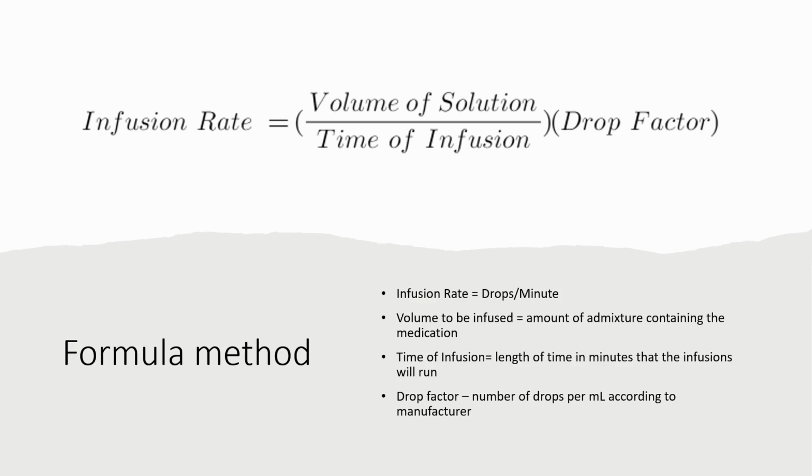The volume of solution is expressed in ml. The time of infusion is usually in minutes. And the drop factor is a factor specific to each IV line. Each IV line would have a drop factor on the label or on the packaging. This is specific per manufacturer per IV line, so you have to check every time for the drop factor. The drop factor is a conversion between 1 ml and how many drops. It's basically telling you how many drops it would take to form 1 ml.